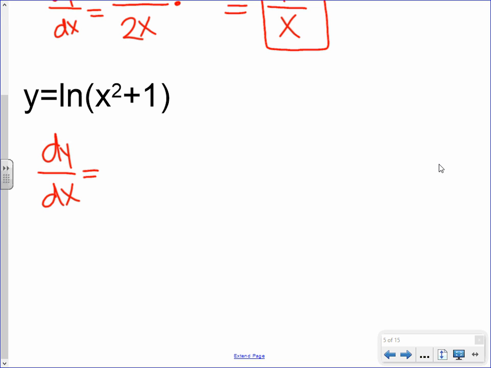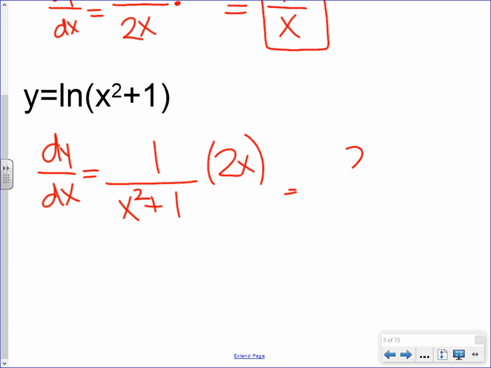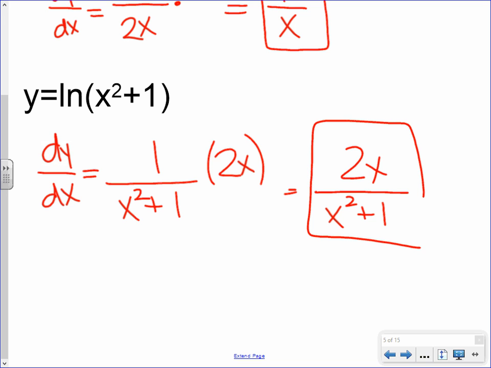So dy/dx. Abram, help me out. How do we do it? It's 1 over f of x. Okay, so 1 over x squared plus 1, multiplied by the derivative of 2x. 1 over f of x times the derivative of f of x. So we have 2x over x squared plus 1. Very nice.